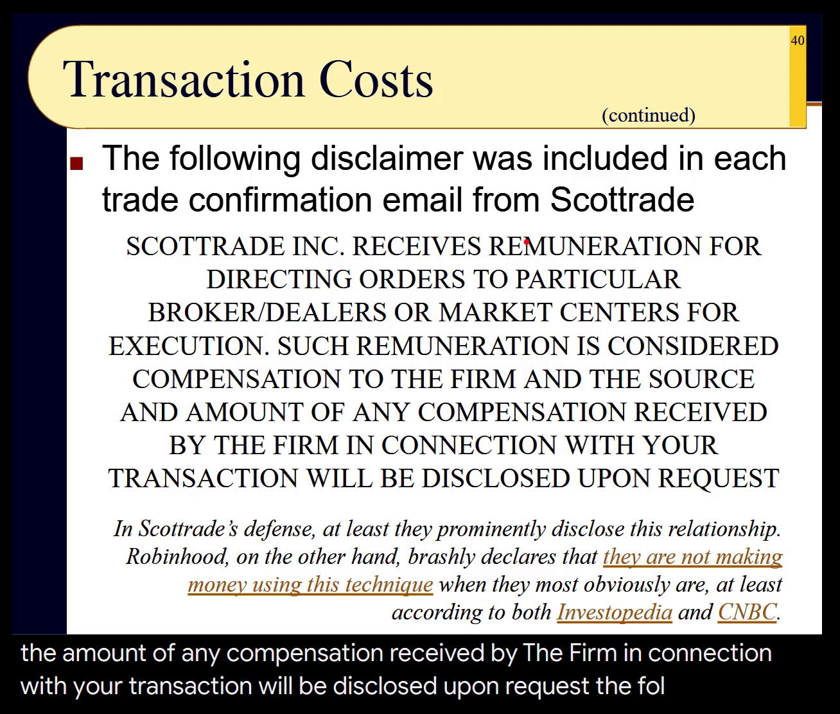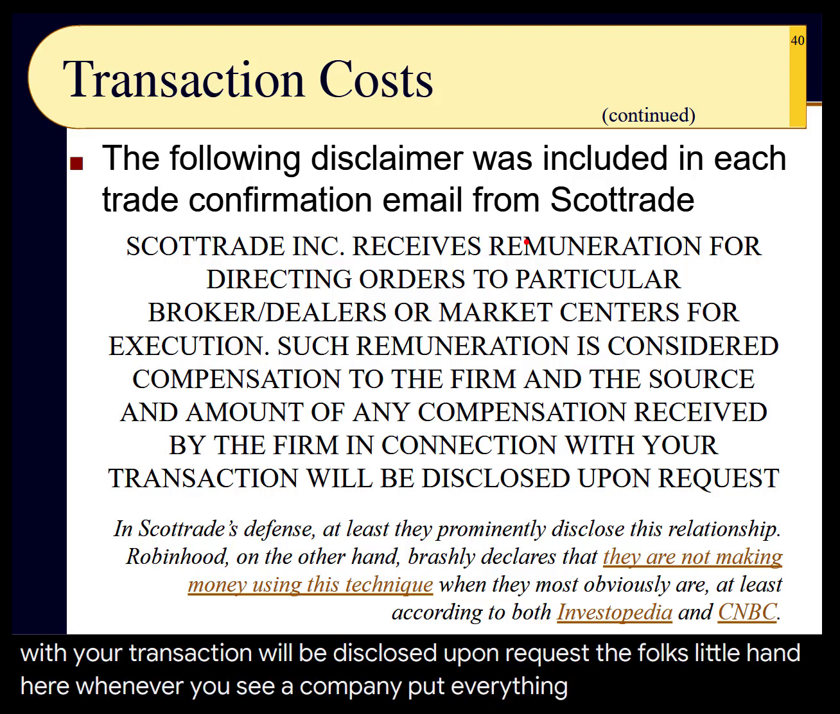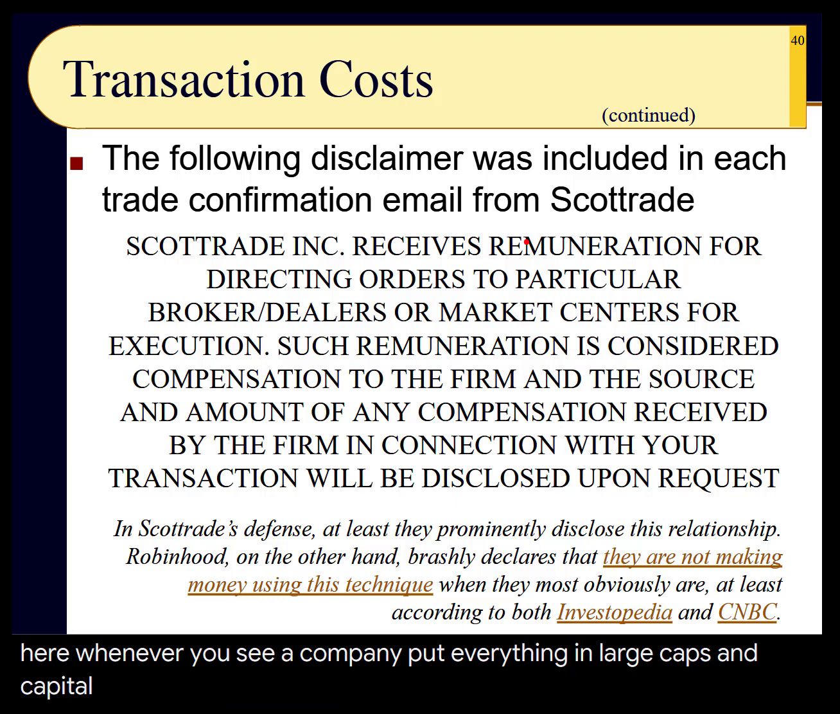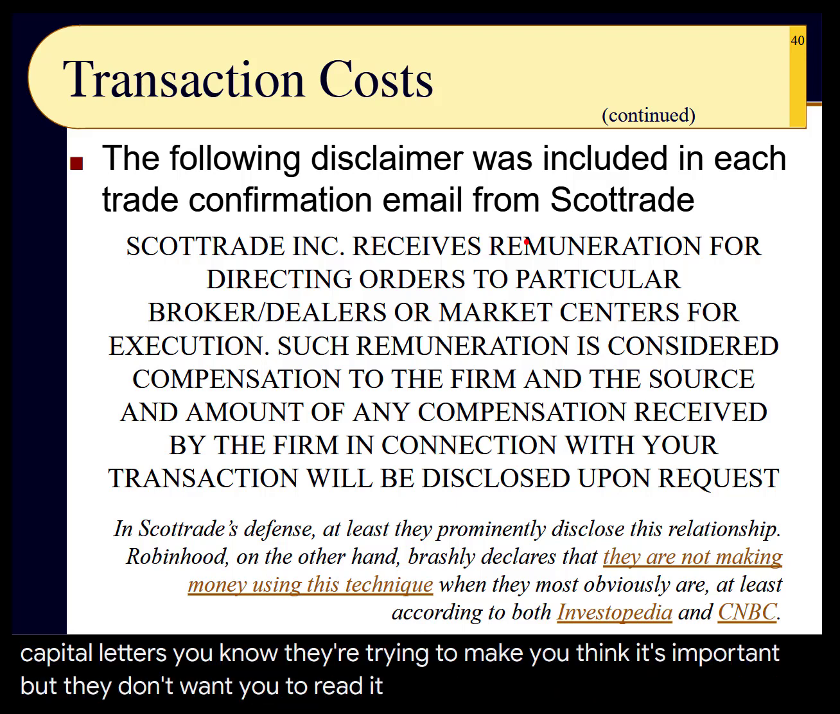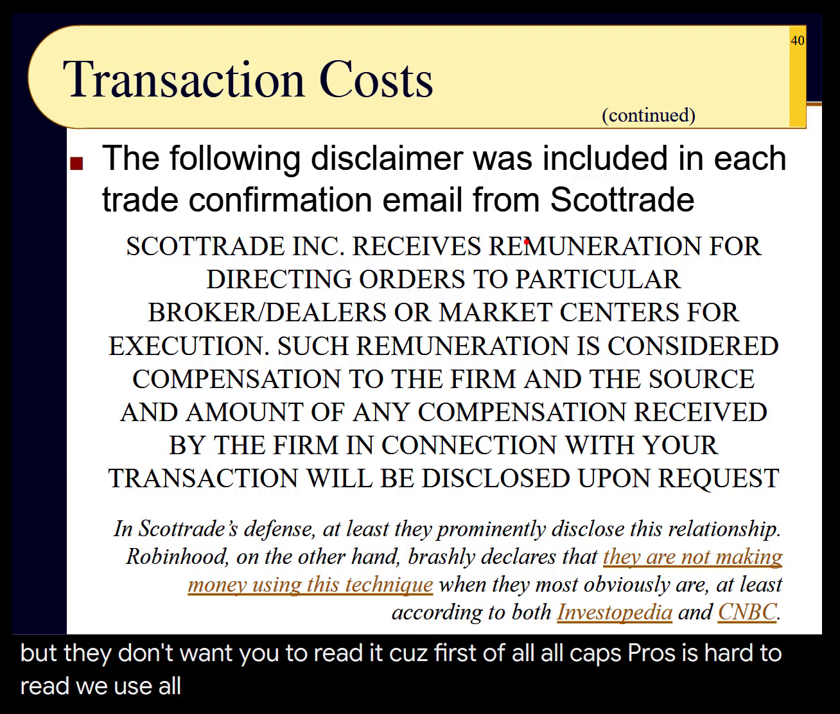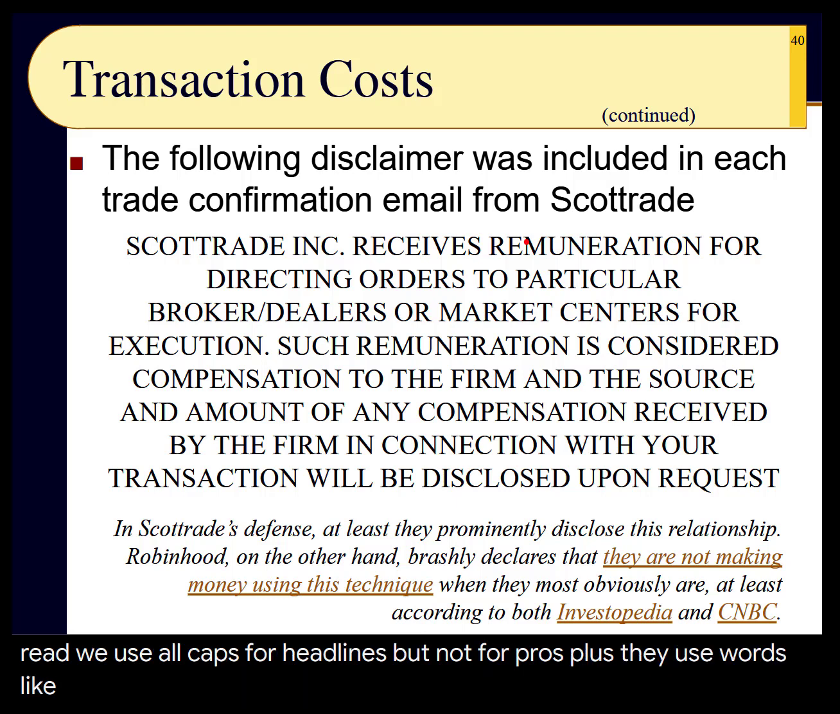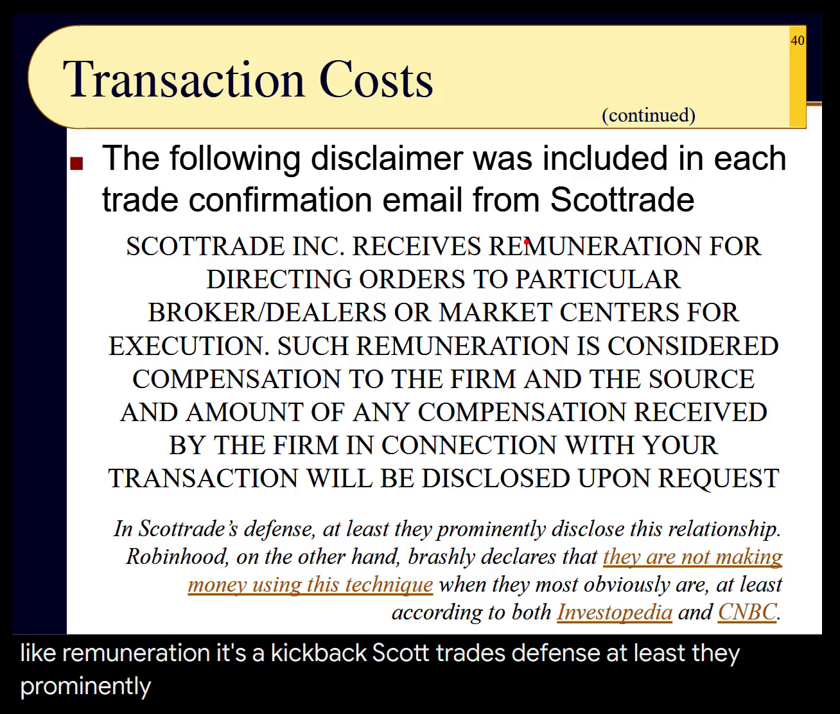Look, folks, a little hint here. Whenever you see a company put everything in capital letters, you know they're trying to make you think it's important, but they don't want you to read it. Because first of all, all caps prose is hard to read. We use all caps for headlines, but not for prose. Plus, they use words like remuneration. It's a kickback. Why don't they just say it's a kickback? But in Scottrade's defense, at least they prominently disclose this relationship on their email confirmation.